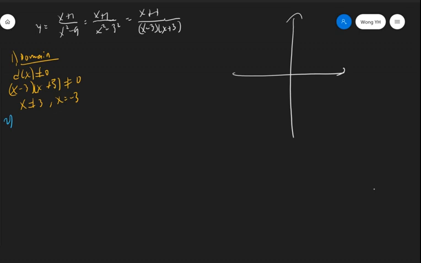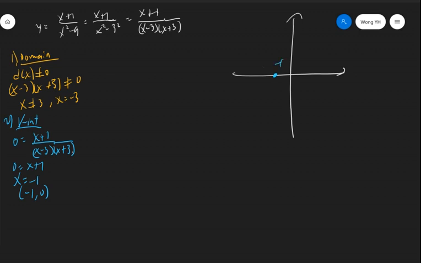The next information we'll find is the intercepts. We go and find the x-intercept, so y equals 0. So 0 equals x plus 1 over x minus 3 times x plus 3. As you can see, the 0 will multiply with this whole thing, so we get 0 equals x plus 1, so x is minus 1. Put it in the graph there, minus 1.